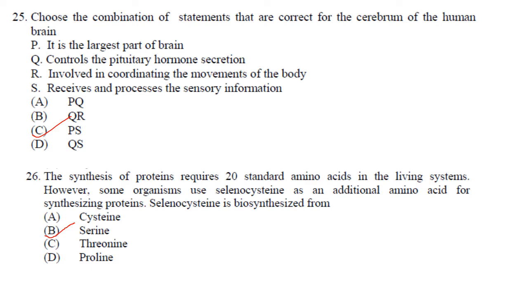Next one. The synthesis of proteins requires 20 standard amino acids in living systems. However, some organisms use selenocysteine as an additional amino acid for synthesizing proteins. Selenocysteine is biosynthesized from... that is also a direct question. It is biosynthesized from serine. So answer is option B.